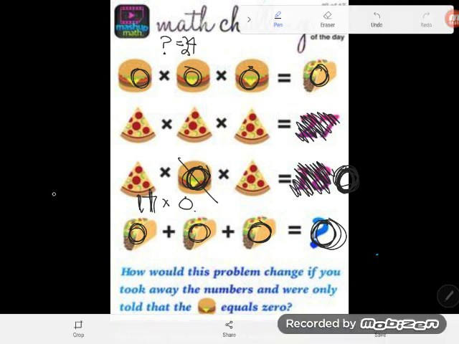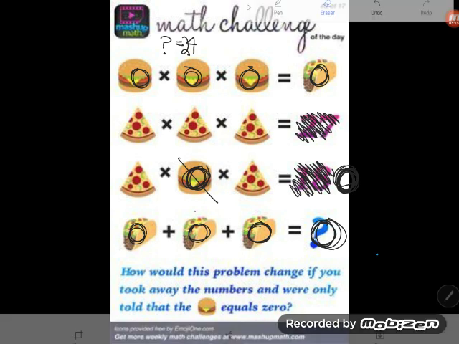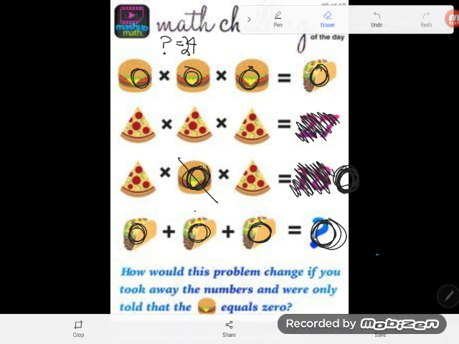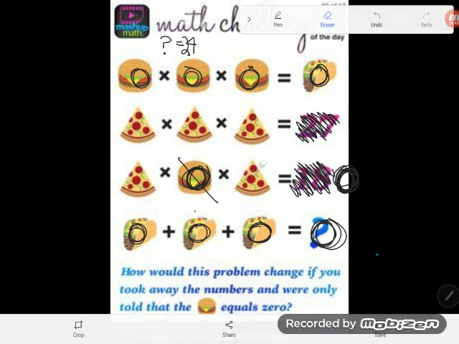But I would still have a problem, and that is I cannot figure out what pizza is equal to. There's just no way to know. Because like I said, whether pizza is a 3 or a 1 or a 33 or an 84, if I multiply it by 0, it'd be 0. So how would this problem change if I made the hamburger equal 0 and erased all the numbers? I'd never be able to figure out what pizza is equal to.